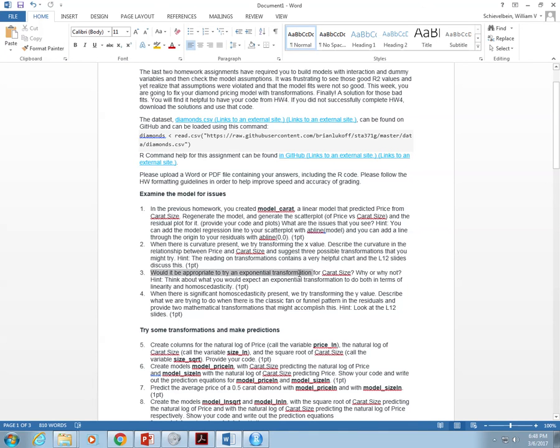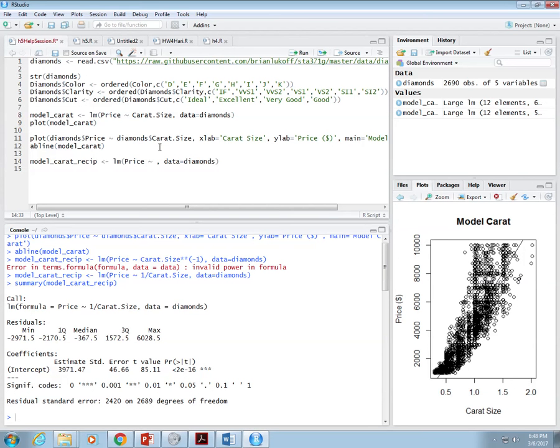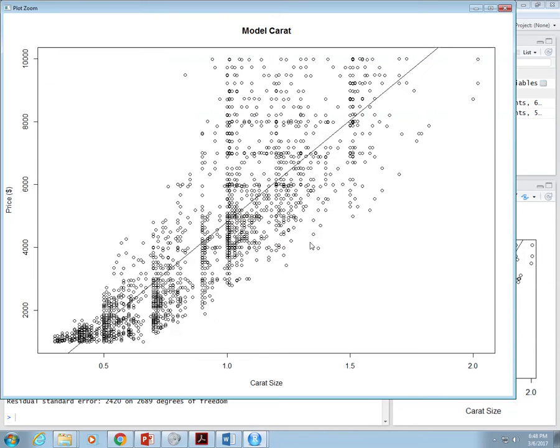So, would you think it's appropriate to try an exponential transformation on carat size? Why or why not? So what's the problem we have here? It's like this stuff over here gets bigger, right? It's like we have heteroscedasticity, like the big ones are too big, right? So would exponential help with that?